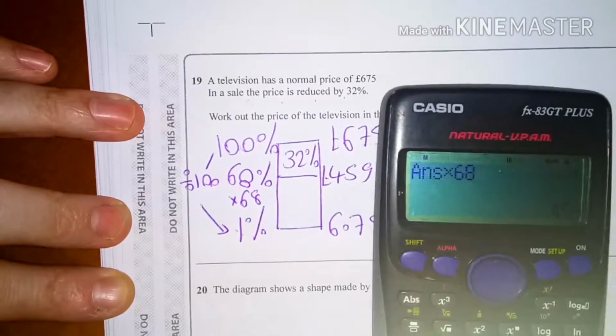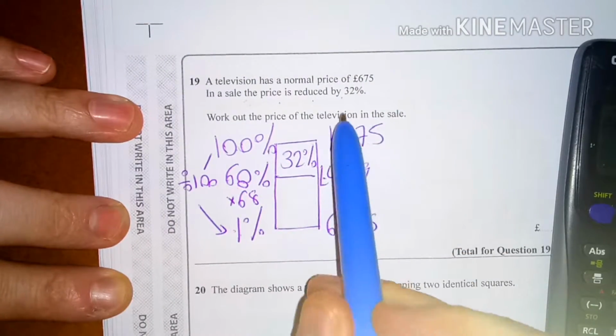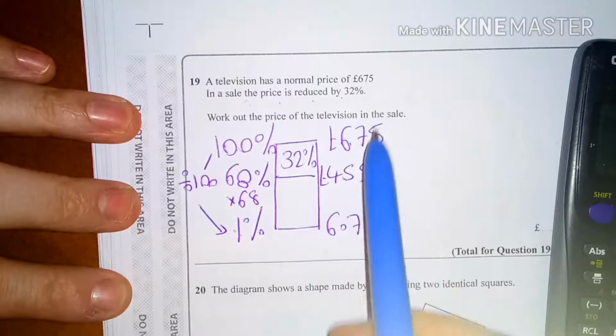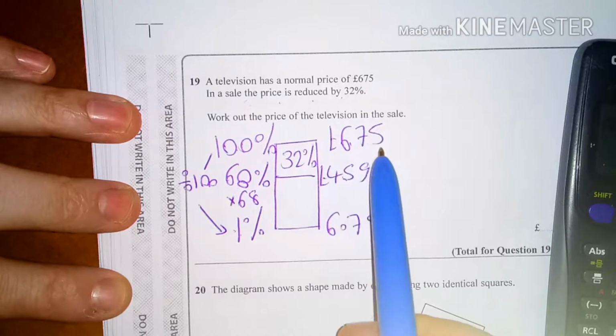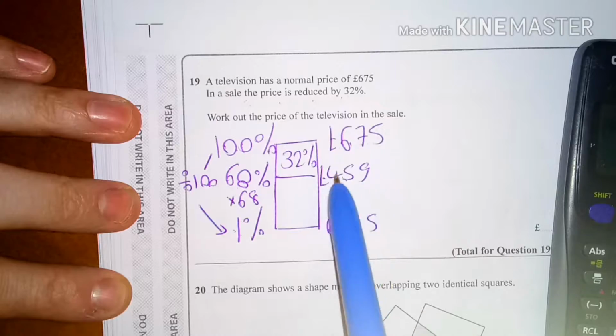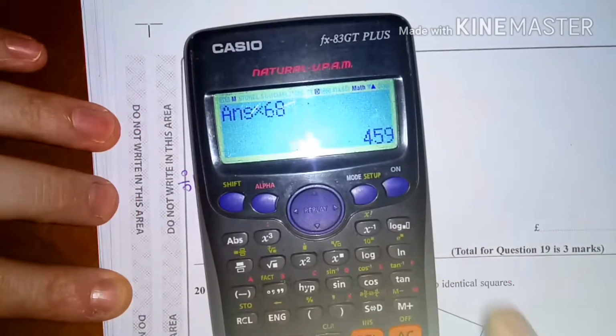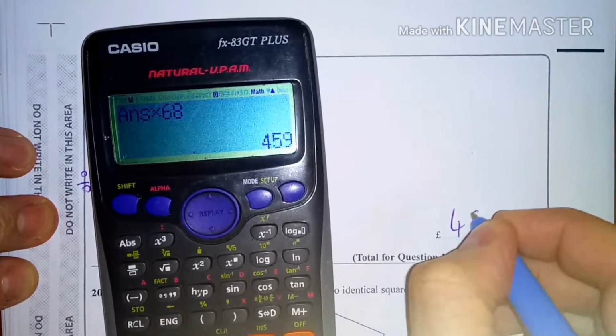Just have a quick check to make sure it makes sense, to make sure it is lower. 32% is roughly a third. I know roughly a third of 600 is about 200, even though it's a bit more because it's 700. That's about £200 less, so I think that's about right. So I'll put £459.